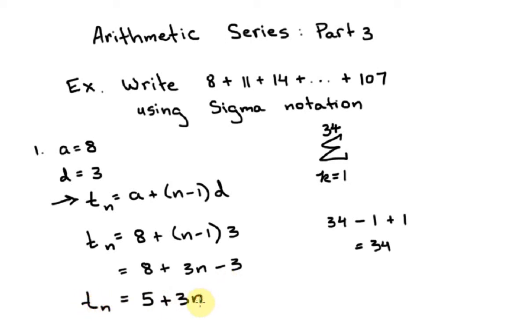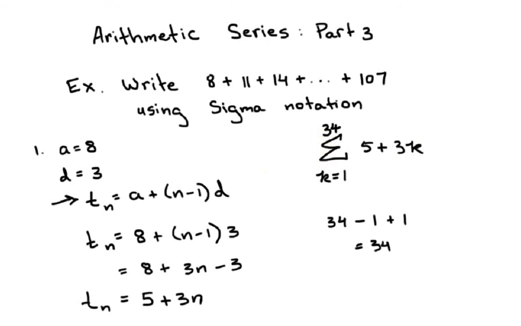You just go 5 plus 3 times n. Now, when I put that into my sigma statement, we're not using n, we're using k. So we just want to put that in with the correct variable. So 5 plus 3 times k. So I think this is our answer.